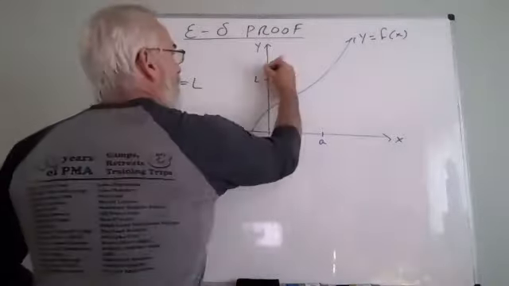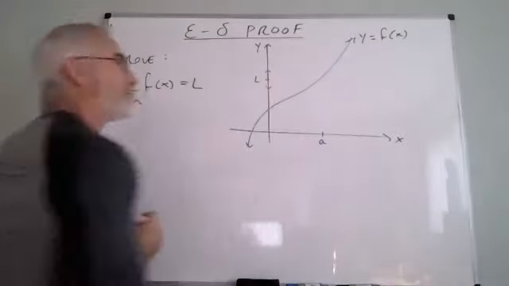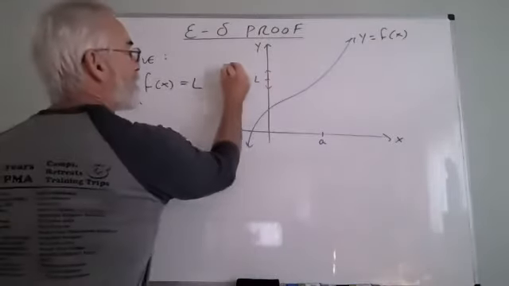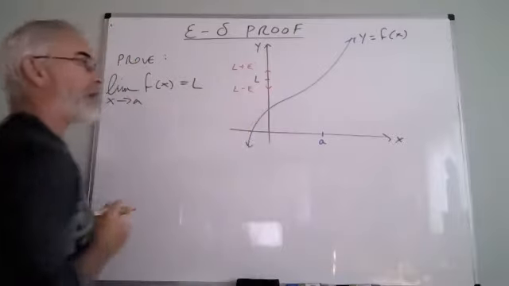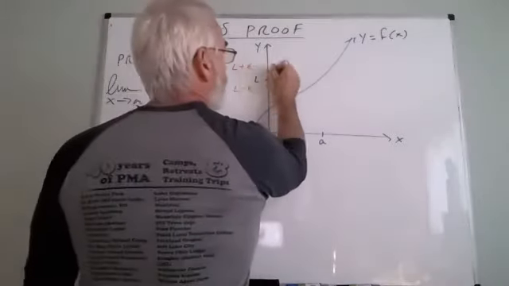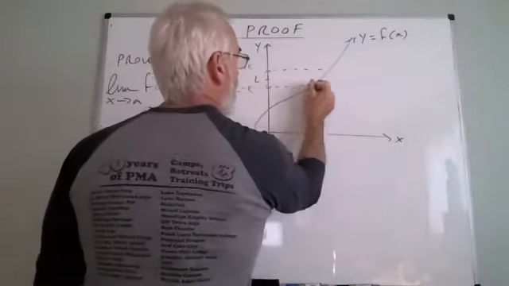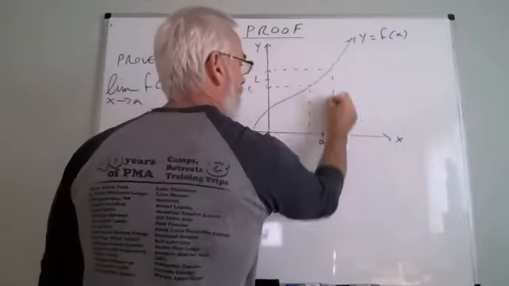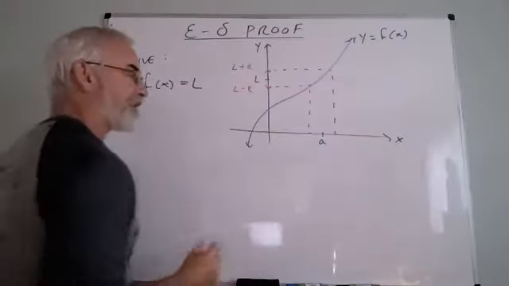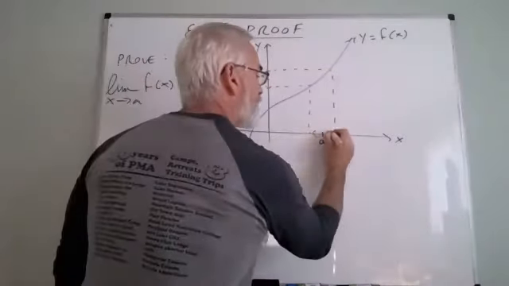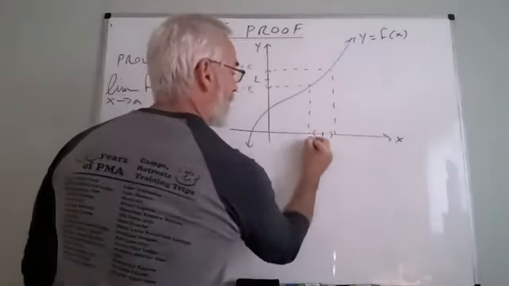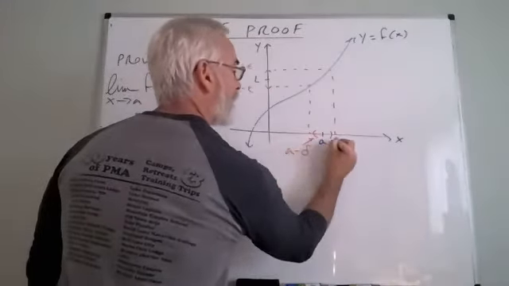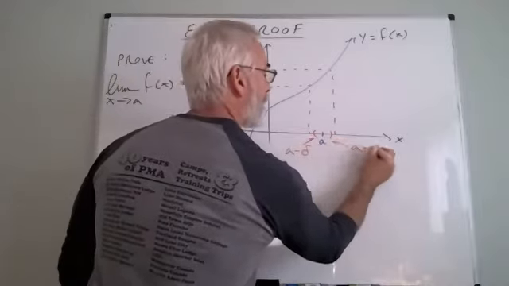What we do is we do a neighborhood around L, and we call it an epsilon neighborhood. So that would be L plus epsilon, and that would be L minus epsilon. And the idea is really simple. If I go out to the curve and I project it down, I want to know there's a value delta that will always put me within that projection. So this would be a minus delta, this would be a plus delta.